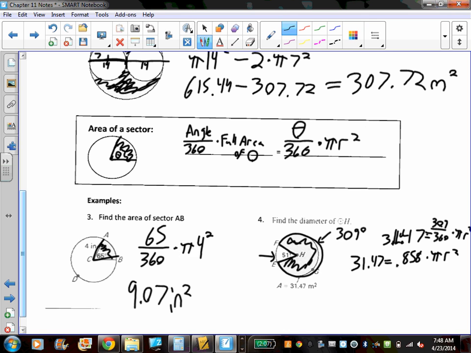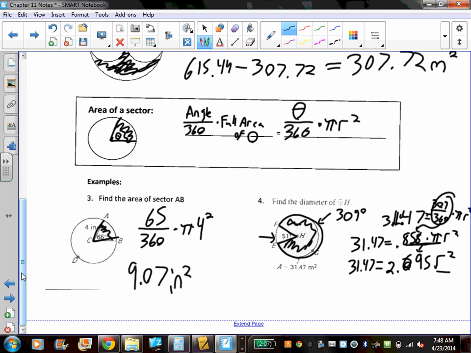If we multiply 0.858 times 3.14, we're going to get about 2.695 r squared equals 31.47. I'm doing these steps first because I want us to have a really simple situation before we have to deal with r squared. So all I've done so far is turn this into a decimal, and then multiply these two together to get this number. So next, we're going to want to divide both sides by that 2.695.